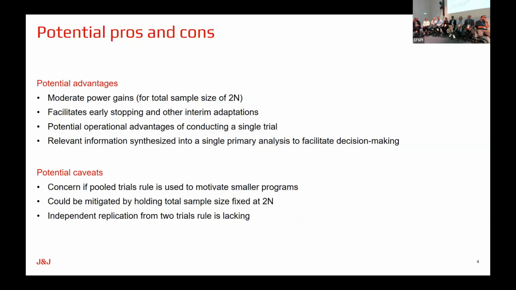Also, sample size is not necessarily only driven by efficacy, of course. We need to assess benefit, risk, and safety, and so forth. But I think that could be mitigated by just keeping the sample size the same and taking any gains out on the power side. And of course, some people are concerned about the final bullet here, the independent replication.